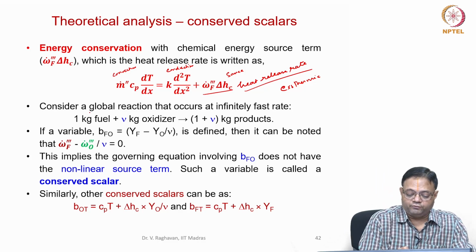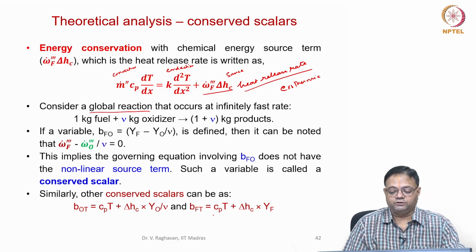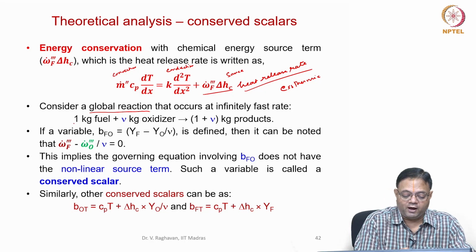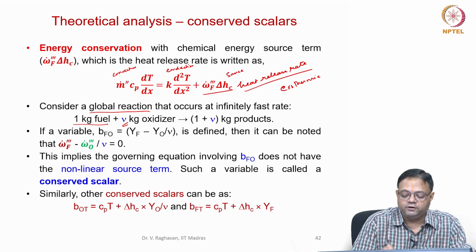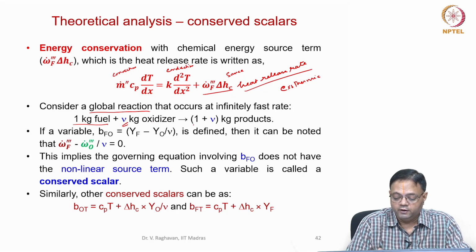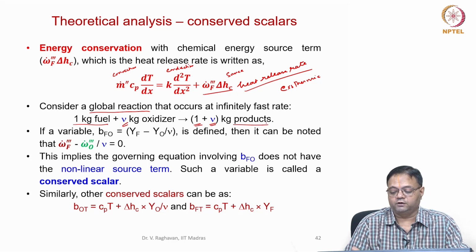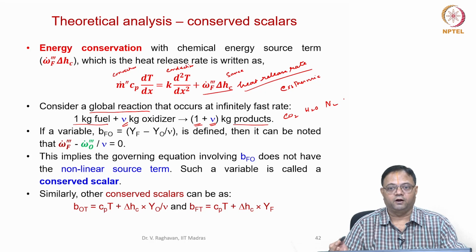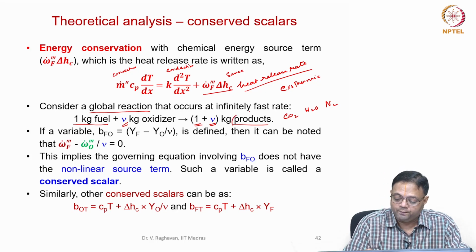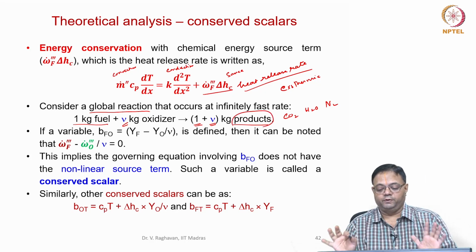So now here I am considering a global, one step reaction, where on a mass basis 1 kg of fuel plus nu kg of oxidizer, which can be air, gives, as mass is conserved, 1 plus nu kg of products. These products can be CO2, H2O and inert N2, etc. No issue. But I am grouping all these as one species, products.